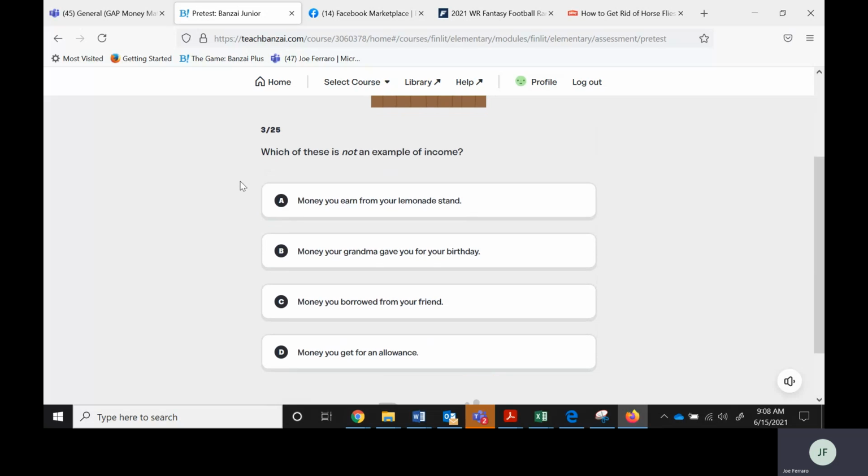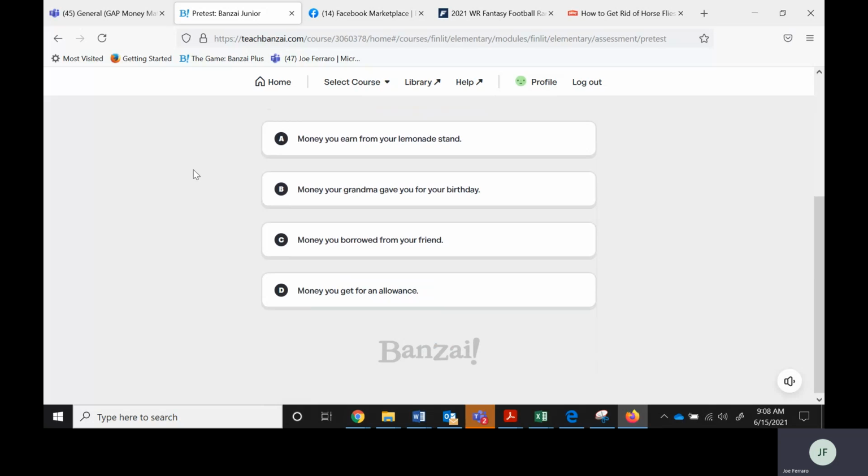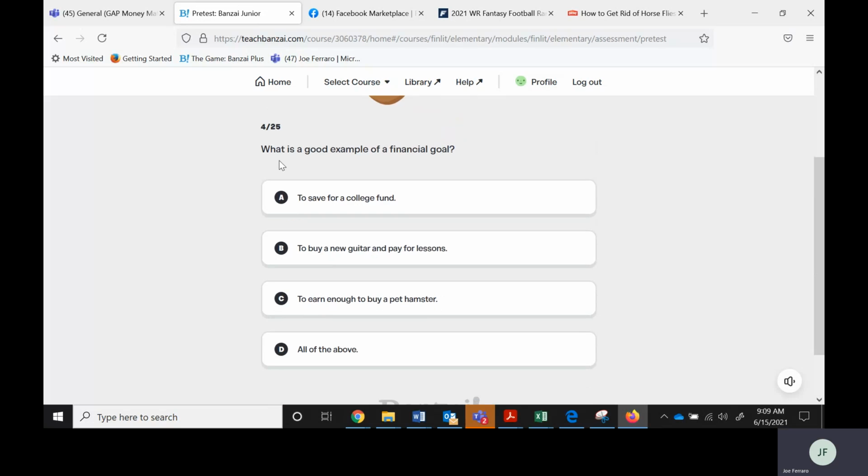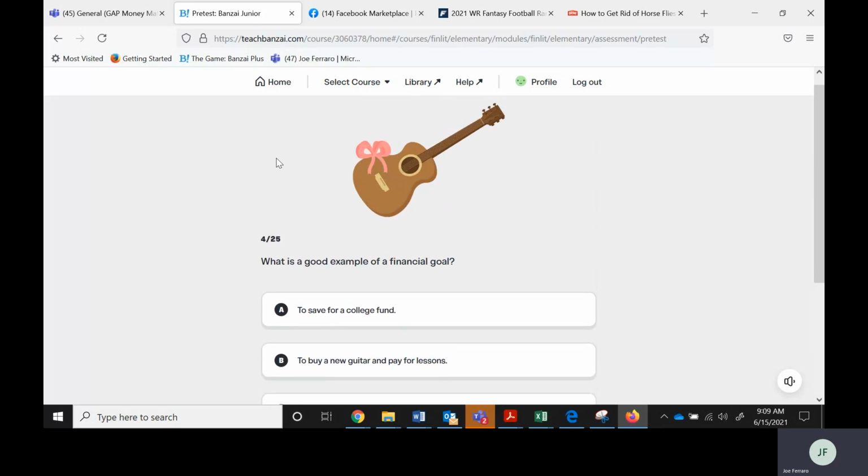Which of these is not an example of income? So you're picking the one that is not. Money you earn from a lemonade stand. Money your grandma gave you for your birthday. Money you borrowed from your friend. Money you get for allowance. So which one of those is not? And again, I'm just clicking A on every one. And if I start going too fast, say something.